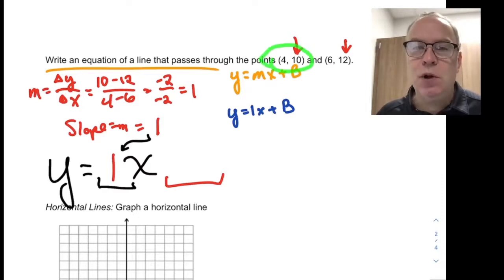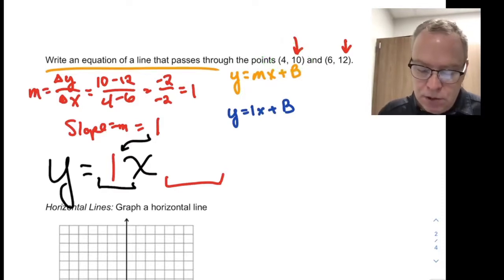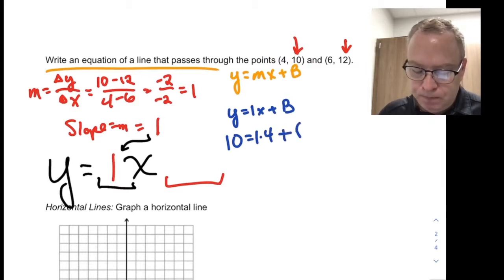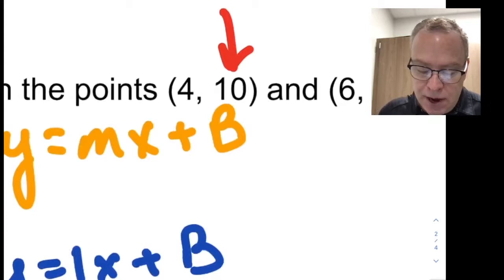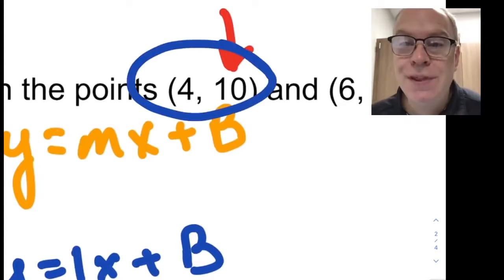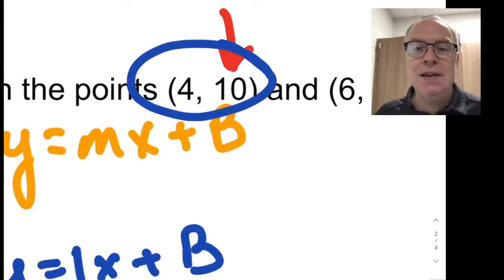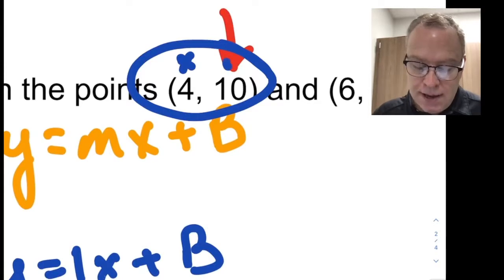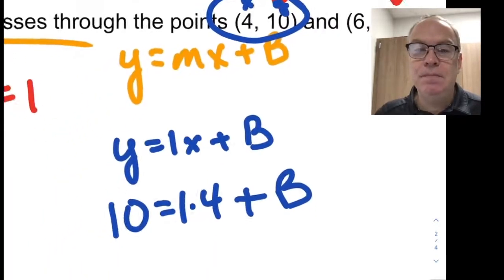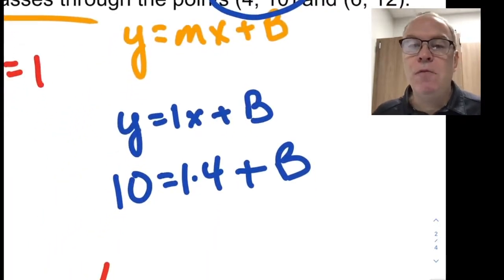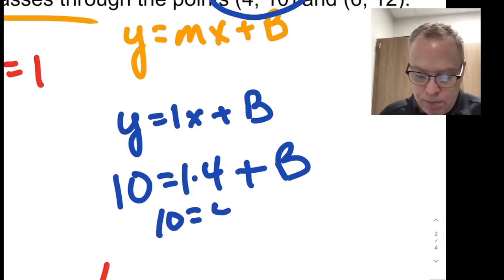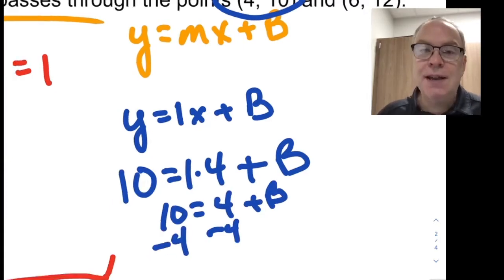We have them. We have 2 of them, actually. So I usually pick the one with the smaller numbers. So I'm going to plug in 10 for y and 4 for x. Where am I getting those again? Right here. 4 goes with 10. When 4 is x, y is 10. So I can plug that in. That's not 1.4, by the way. That's 1 times 4. So 10 equals 4 plus b, solving the equation. We minus 4 on both sides.